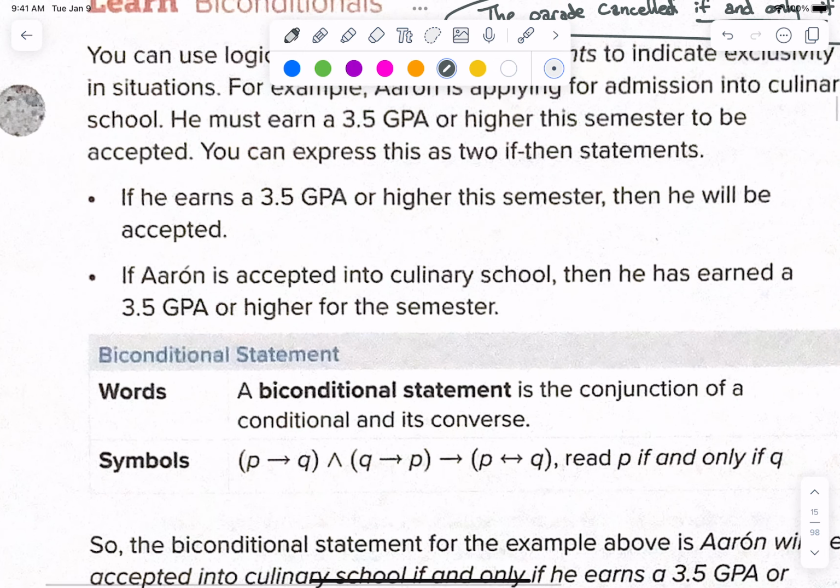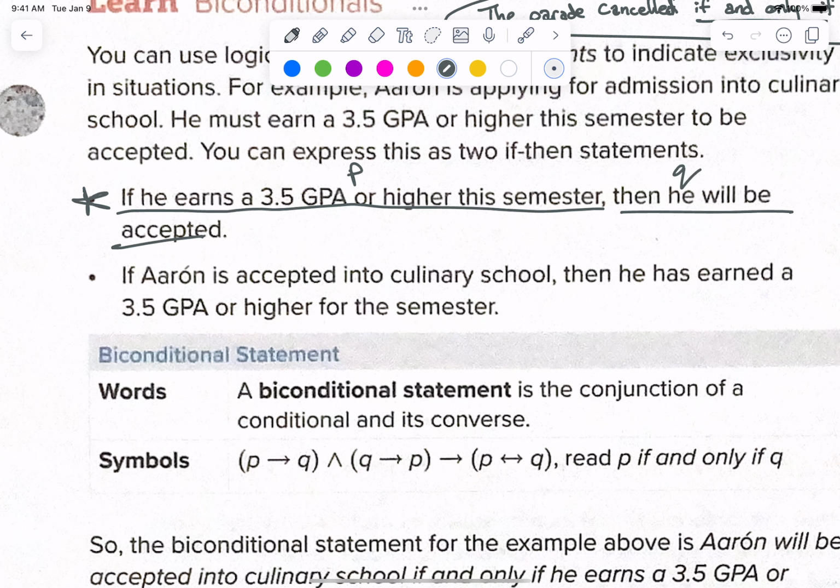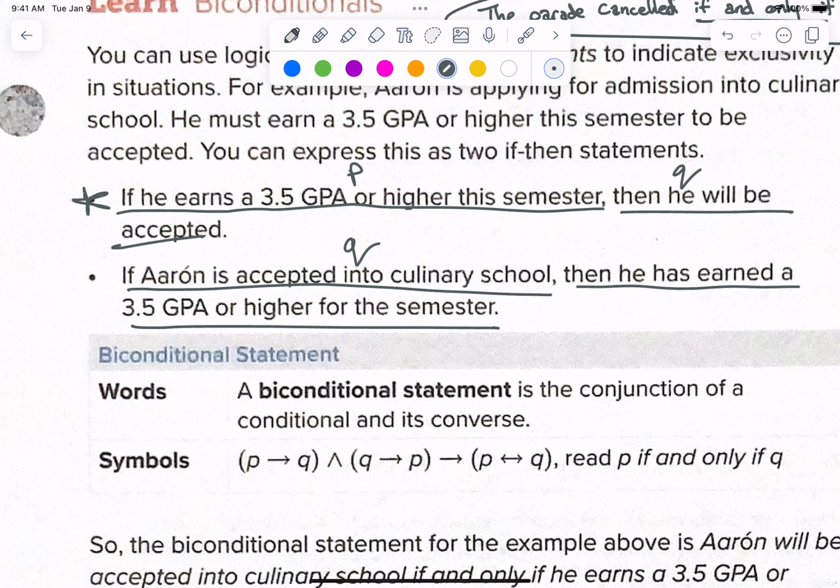So they use the example here that says if he earns a 3.5 GPA or higher this semester, that's like statement P, then he will be accepted into college. That is Q. If Aaron is accepted into culinary school, that's Q, then he has earned a 3.5 GPA or higher. So they've done the conditional and they've done the converse, right? They've done it forward and backward, okay? And they're saying both of those things are true. If he gets a 3.5, he'll be accepted into school. If he's accepted into school, he got a 3.5.